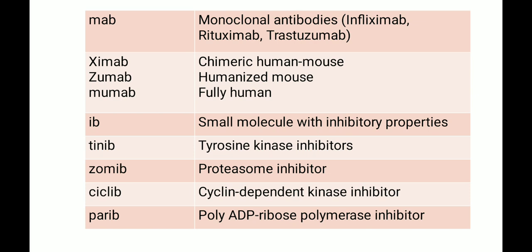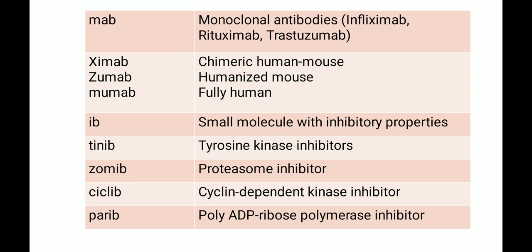Next is mab, monoclonal antibodies. So any drug which ends in mab are monoclonal antibodies, they're produced from monoclonal antibodies. For example, infliximab, rituximab, or trastuzumab. So those are the examples. There are many examples, but I have mentioned only few examples here.